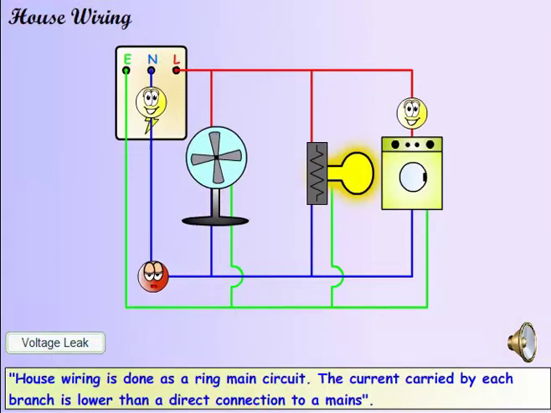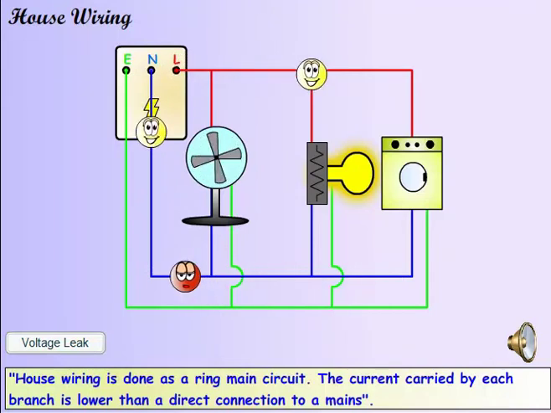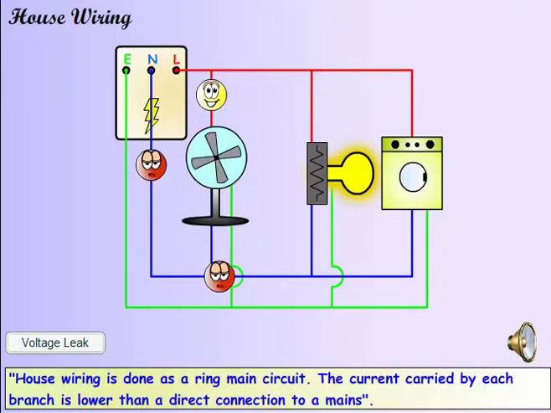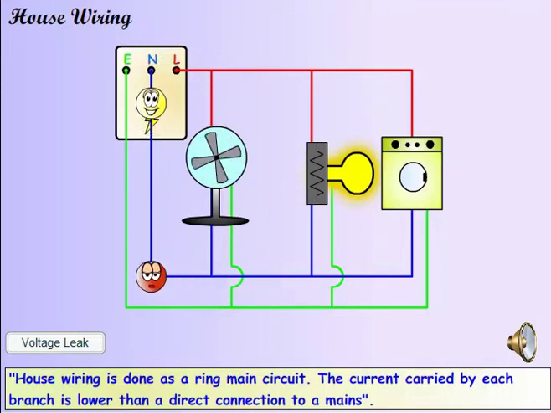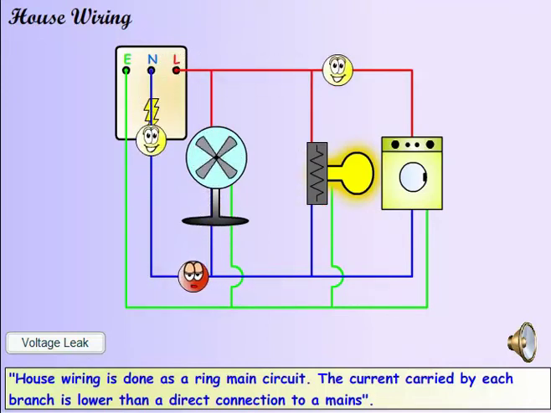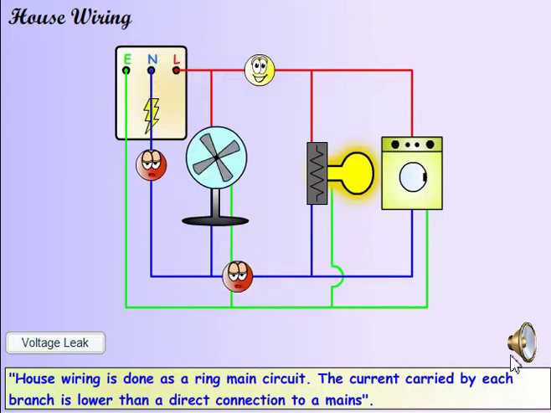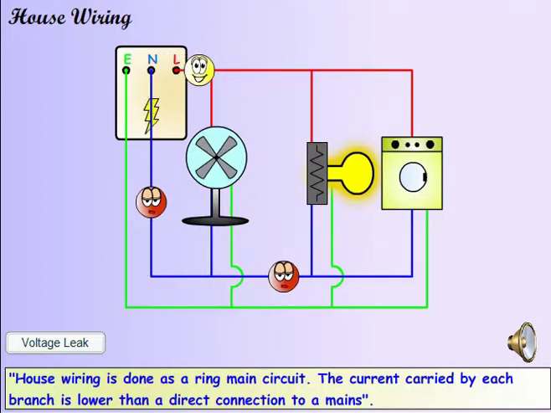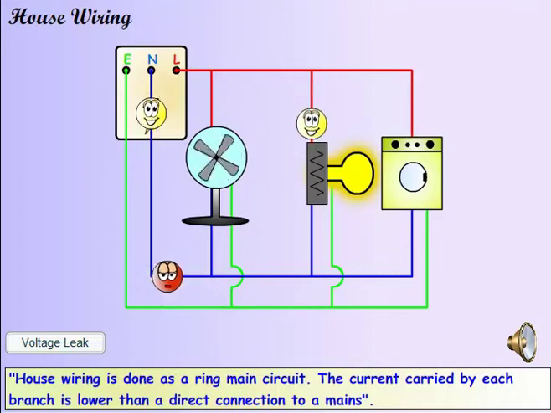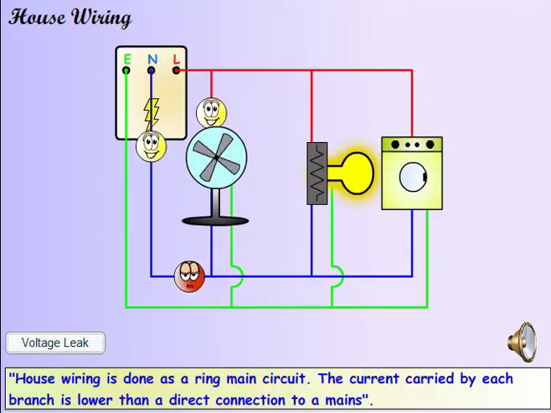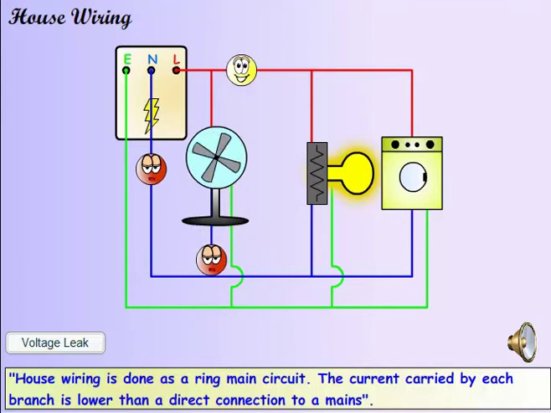House wiring is done as a ring main circuit. The wiring is done as a parallel circuit so that a problem with one of the appliances does not prevent the others from operating. In normal operating circumstances, the current will flow from the mains to the appliances through the live wire and from the appliance back to the mains through the neutral wire. Now, if you click on voltage leak, you will notice that the path from the appliance now goes through the earthing and not the neutral wire.